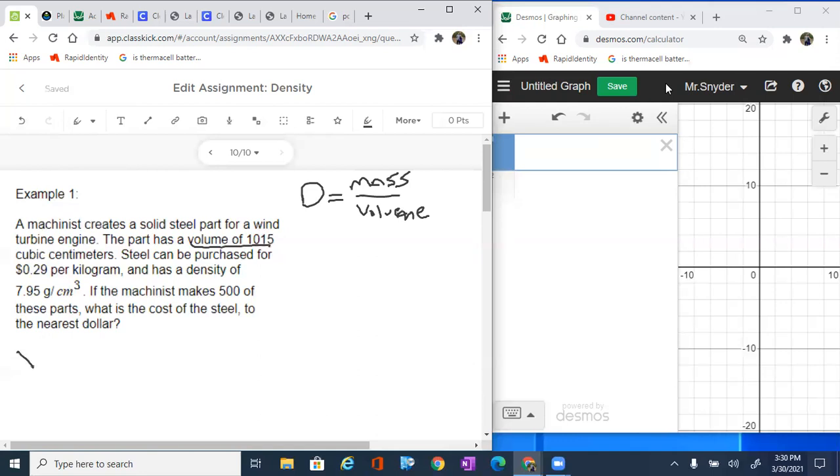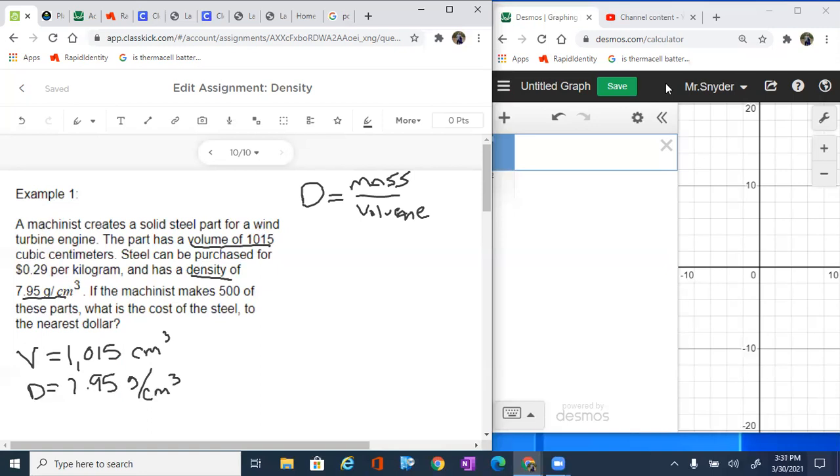We know that the volume is equal to 1,015 cubic centimeters. Okay. And it also tells us the density of this. If you read this, it says the density is 7.95 grams per centimeter cubed.